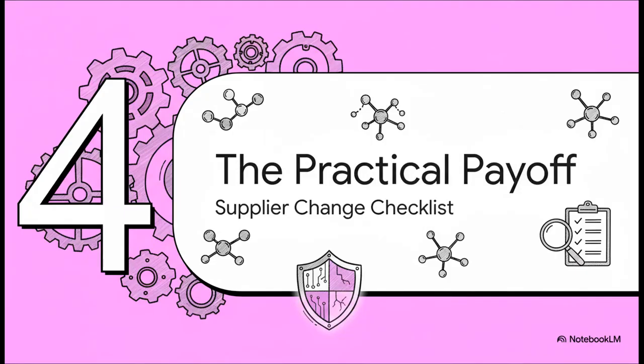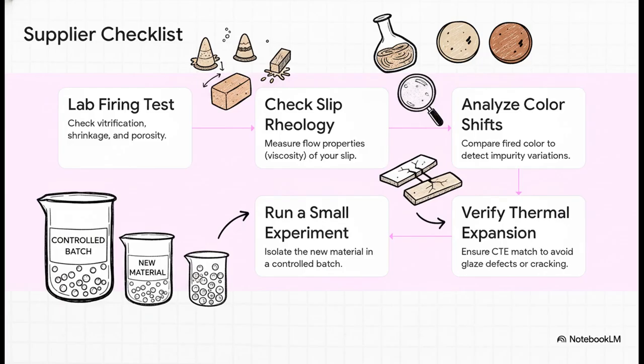So let's get down to the practical payoff. How do we actually use this knowledge in the real world? We're going to build a simple, no-nonsense checklist for any time you have to think about a new material or switch suppliers. This is how you protect yourself. All right, here's your 5-step checklist. 1. Do a quick lab firing test, just a small sample to see how it melts and shrinks.